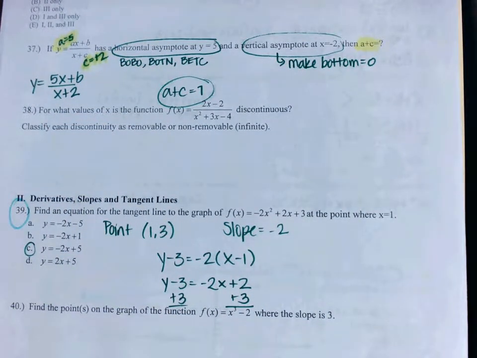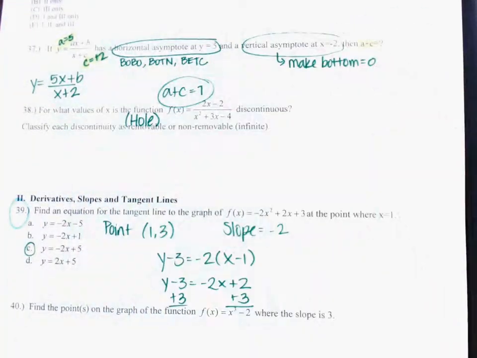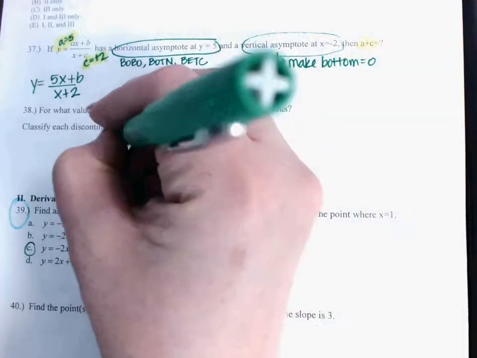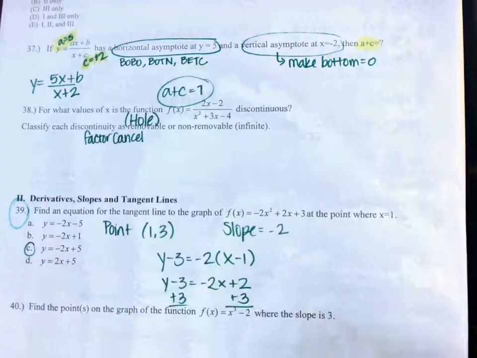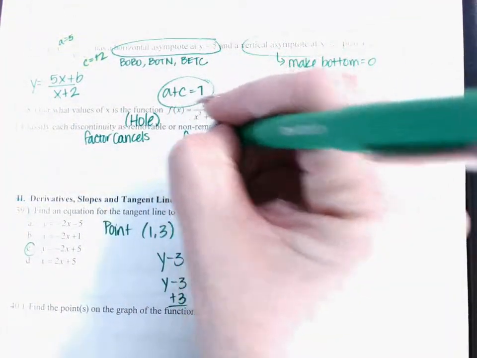Let's do 38 while we're at it, right below that. Where is it discontinuous? And then classify as removable or non-removable. Remember that a removable is a hole. Which one should the factors cancel on? A hole or a non-hole? Which one do they cancel on? Do you remember? Yes, this is the one where the factors cancel.